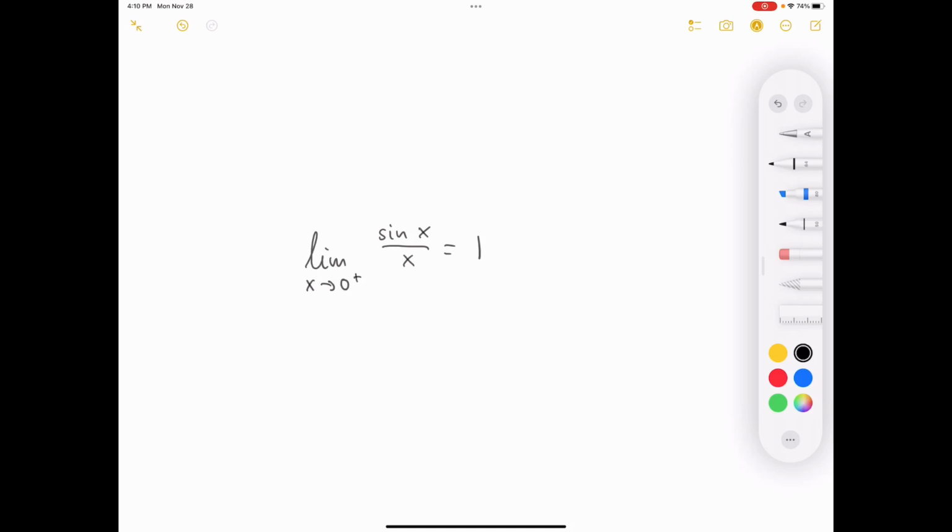Hi, our goal is to compute the limit as x approaches 0 from the right of the function sine x divided by x and show that it is equal to 1. This is one of the more important limits in calculus, but the goal of this video is to make as few assumptions as possible and as elementary assumptions as possible.